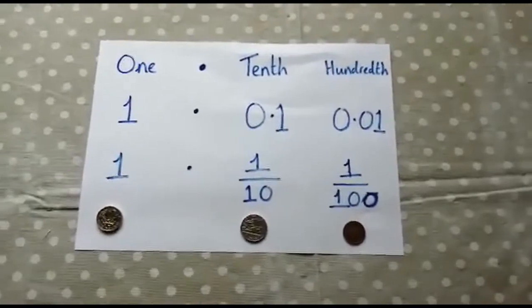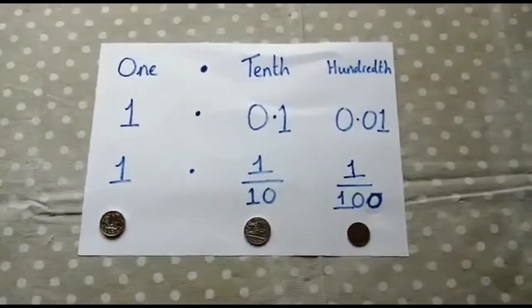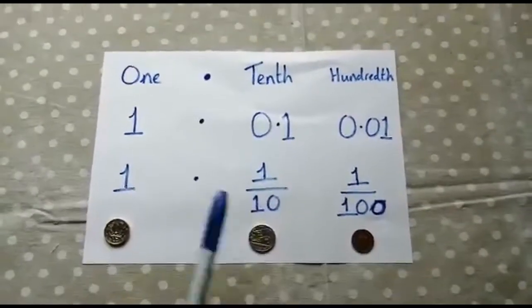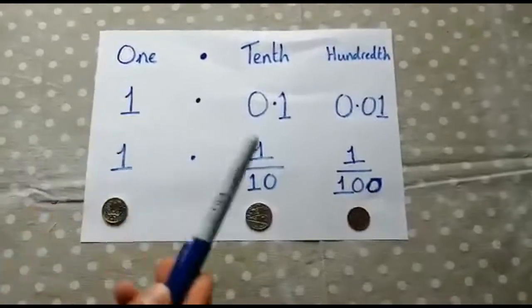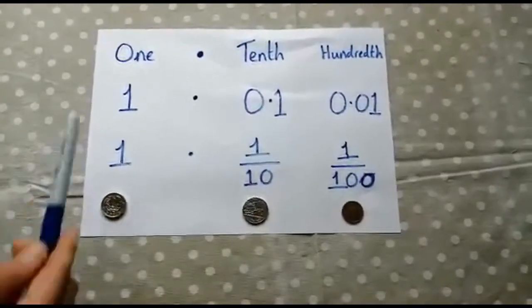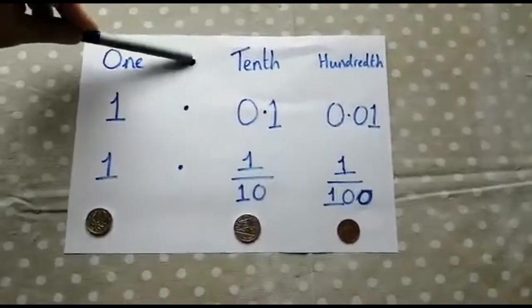Decimal numbers use this decimal point, and it means a whole number plus a part of a number. So the bit after the decimal point is a part of a number. Here we've got some things to help us explain. Here we've got it in words. We've got one whole, and we've got a decimal point.